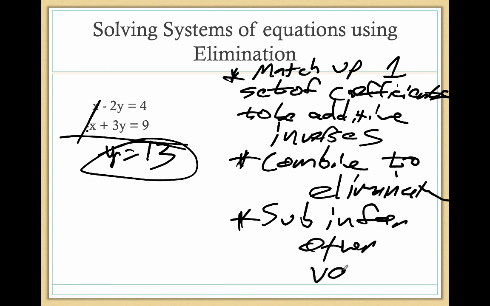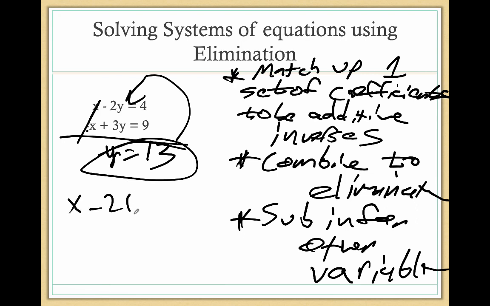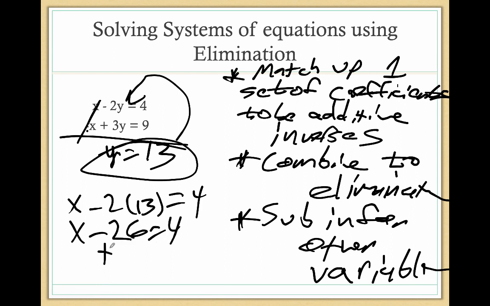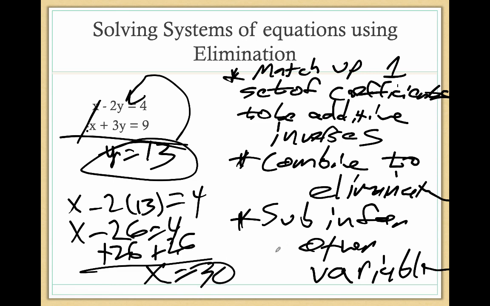And where do I sub? It don't matter. It doesn't make any difference. You get to pick. I would sub into the top one because the x is standing alone. The x stands alone. Hi-ho, a cherry-o. The x stands alone. X is 30. And now you get 30 comma 13 for the ordered pair.